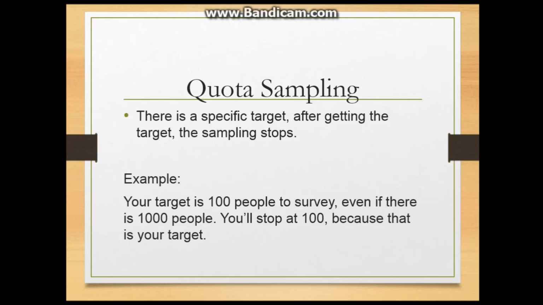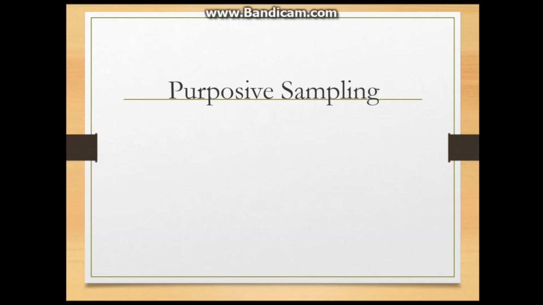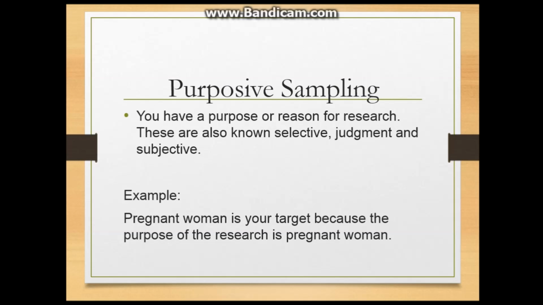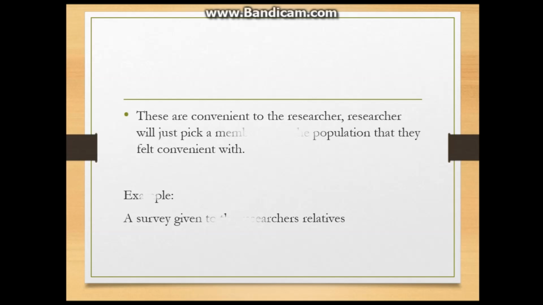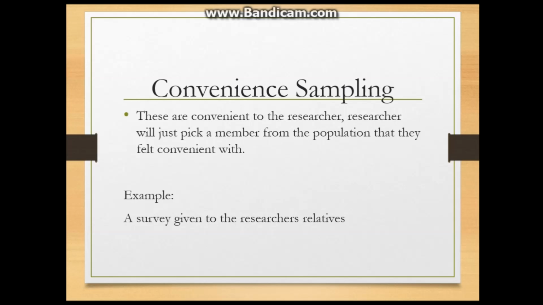Second is purposive sampling. In purposive sampling, you have a purpose or reason for the research. These are also known as selective, judgment, and subjective. An example is, pregnant women are your target because the purpose of the research is pregnant women. And lastly, convenience sampling. These are convenient to the researcher. The researcher will just pick a member from the population that they feel convenient with. An example is a survey given to the researcher's relative. The researcher is more comfortable with the relatives because they know that they'll get a good answer.